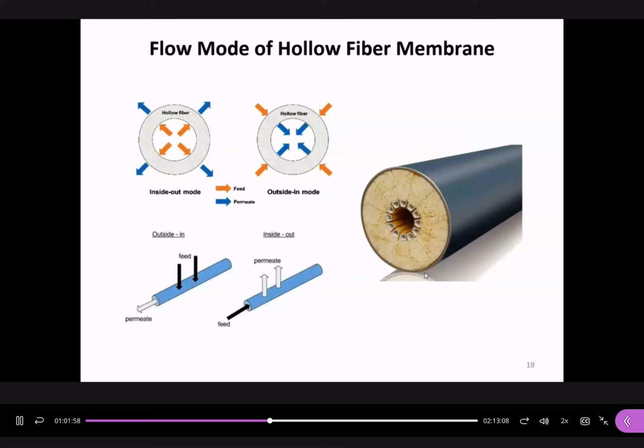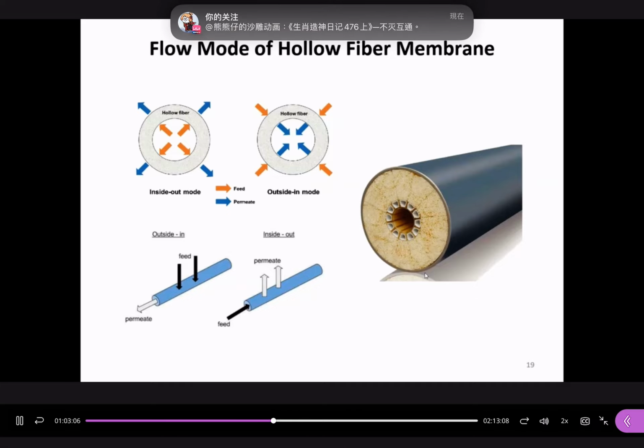Each fiber is like this. We could have two ways of water filtration. One is inside out. The feed water is in what we call the lumen. Let me write down this word. Lumen. Inside, and then the permeate comes out. So this is inside out. So your filtration happens where? Interior surface. For outside in, this is feed water, this is permeate water, product water. So this is outside in. Your filtration happens at the exterior surface. Inside out, outside in. And you have seen the hollow fibers are very tiny in diameter.